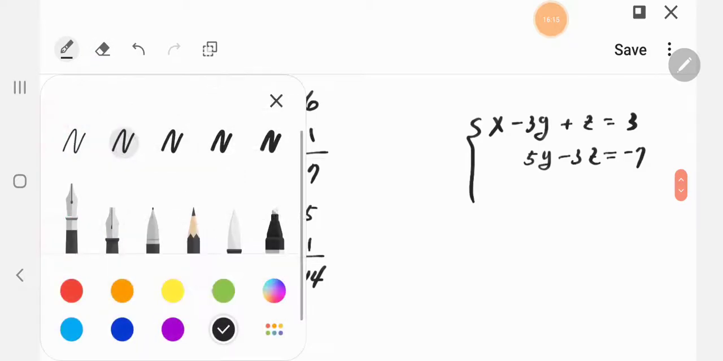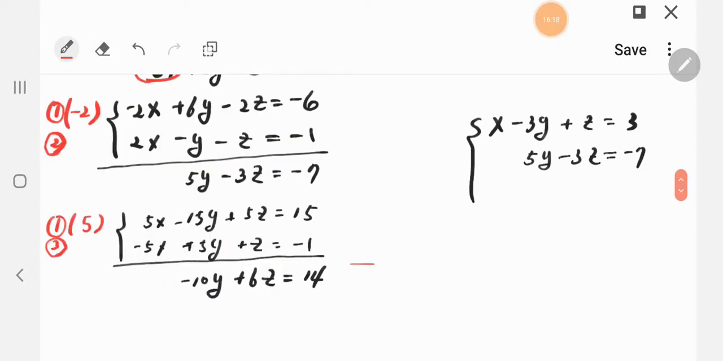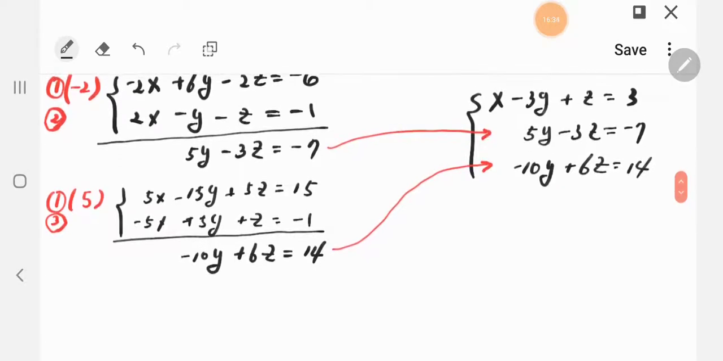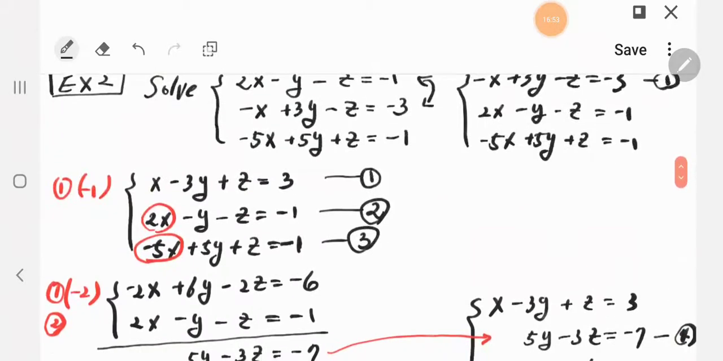All right, so why don't we replace the third equation by this result? And this result is for the second equation. So there will be negative 10y plus 6z is equal to 14. So as you can see, we eliminate x terms from the second and third equation. And this second and the third equation has two variables, y and z. So we can solve for y or solve for z. It doesn't matter. So let's say this is equation 4. This is equation 5.